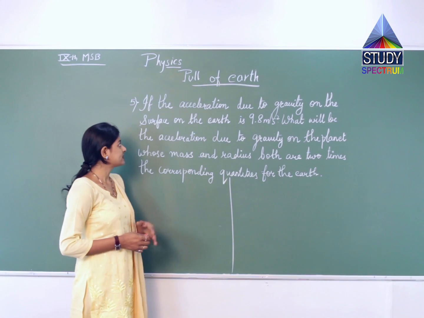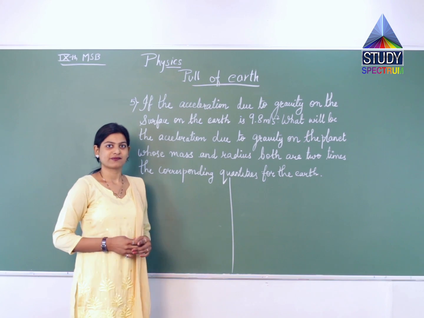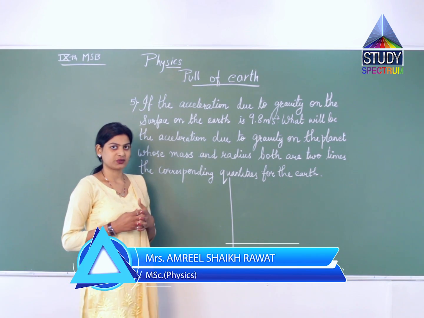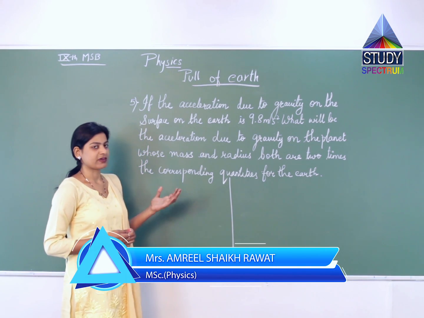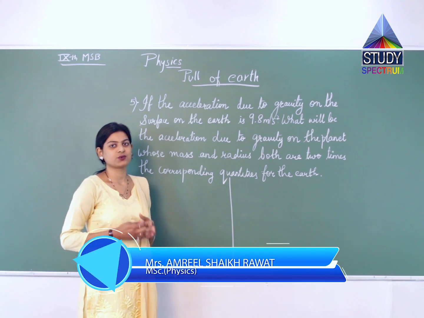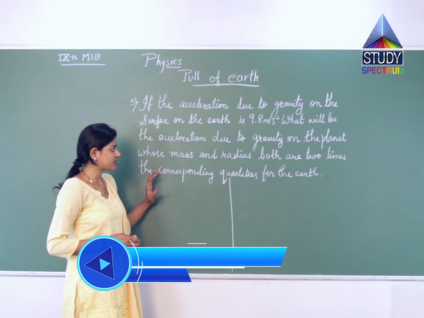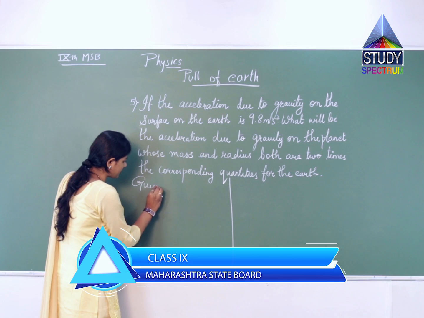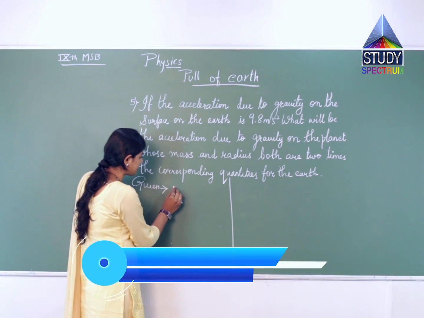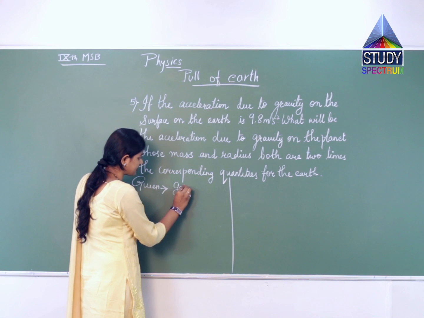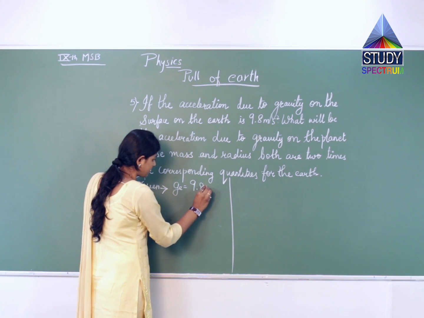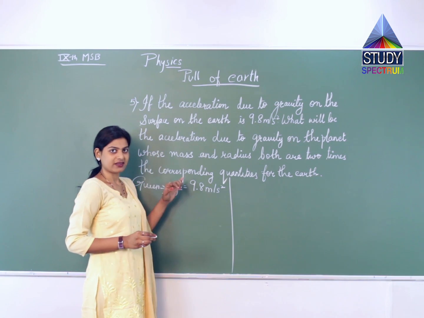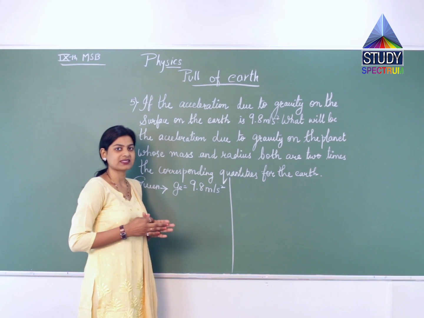So the fifth question is, acceleration due to gravity on the surface of the earth is 9.8 meter per second square. What will be the acceleration due to gravity on the surface of other planet whose radius and mass is 2 times the radius of the earth? So first we will just write down what the statement means. It means the given data will be acceleration due to gravity of earth, that is g_e, is 9.8 meter per second square, whereas the mass and radius of the other planet is 2 times the mass and radius of the earth.